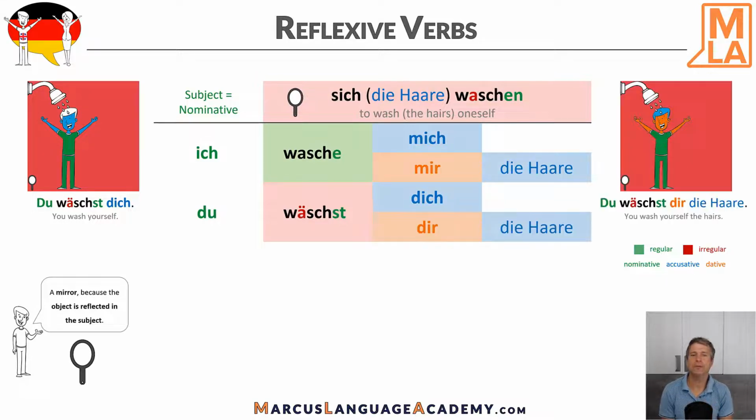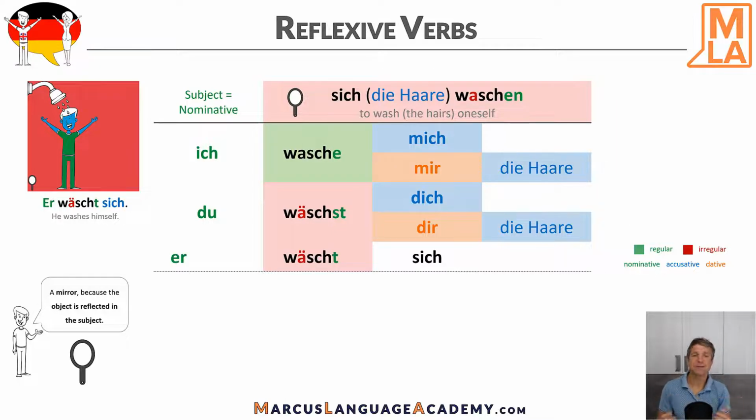And with additional information, the sentence reads as follows. Du wäschst dir die Haare. Literally, you wash yourself the hairs. So also, here there are two possibilities for the reflexive pronoun. So please be careful. Fortunately, the other persons are with only one possibility for the reflexive pronoun.